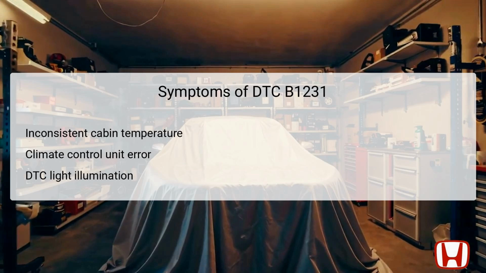Symptoms associated with DTC B1231 can manifest as inconsistent cabin temperatures, where occupants may notice that the heating or air conditioning fails to maintain the set levels. The climate control unit may display error messages or fail to respond appropriately to temperature adjustments, indicating that the issue lies within the sensor or its circuit.